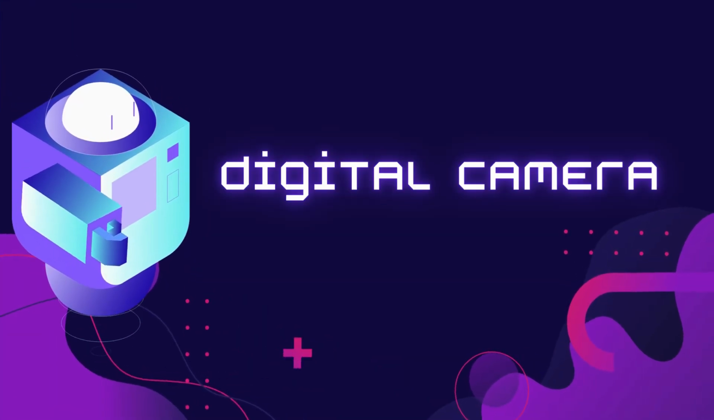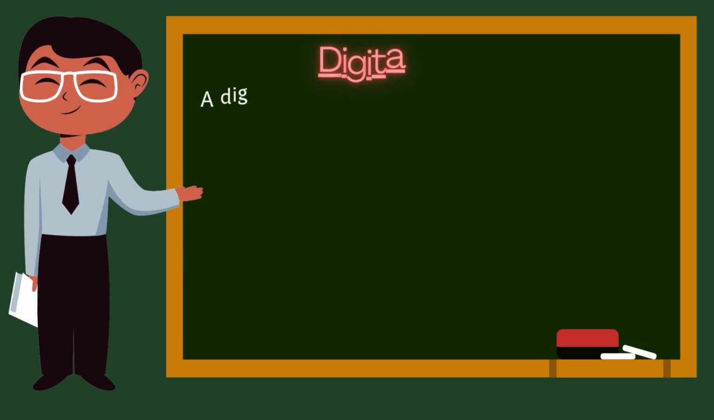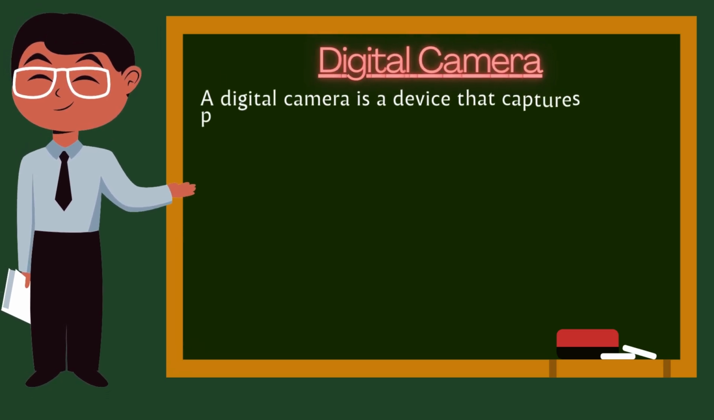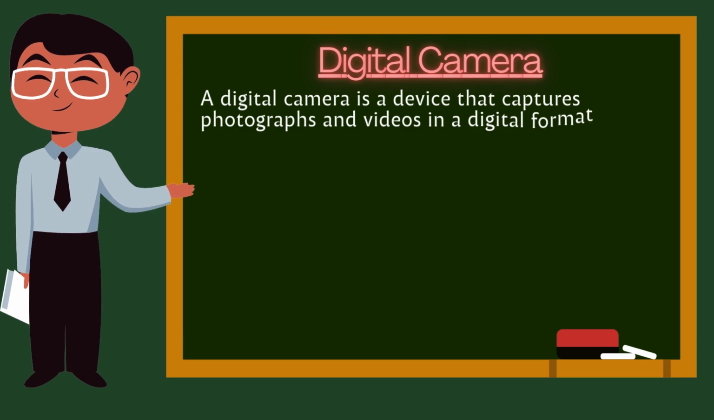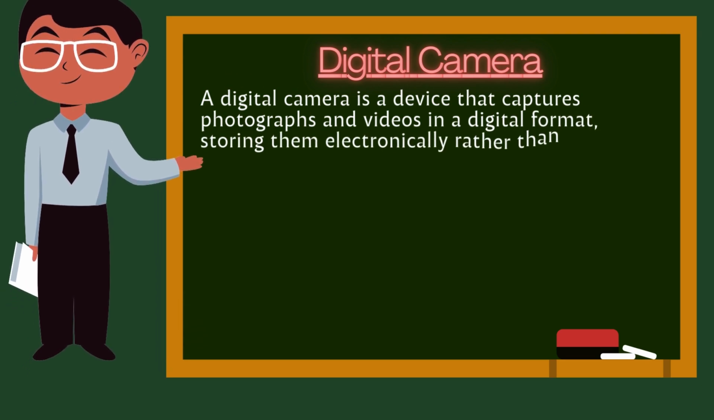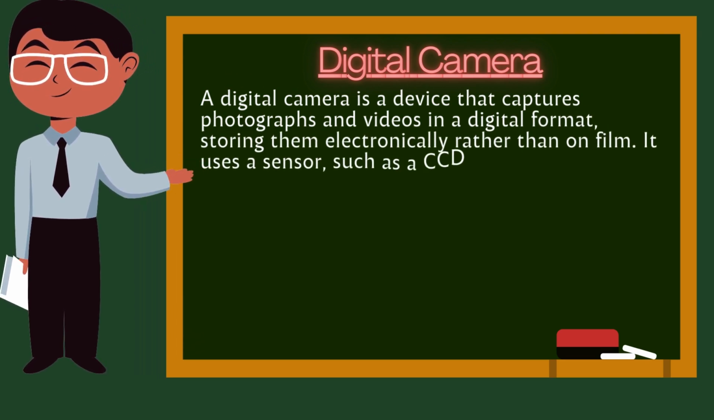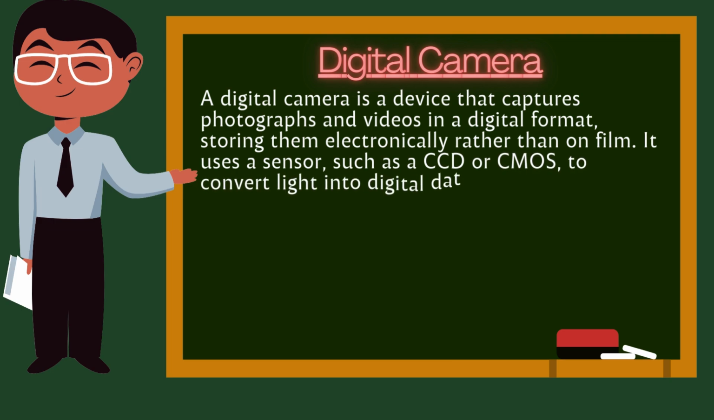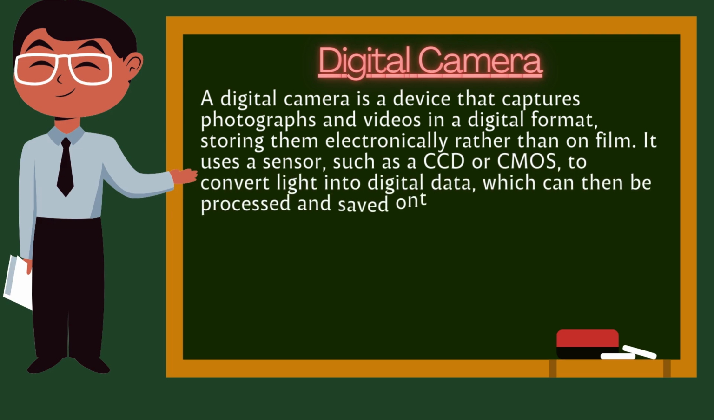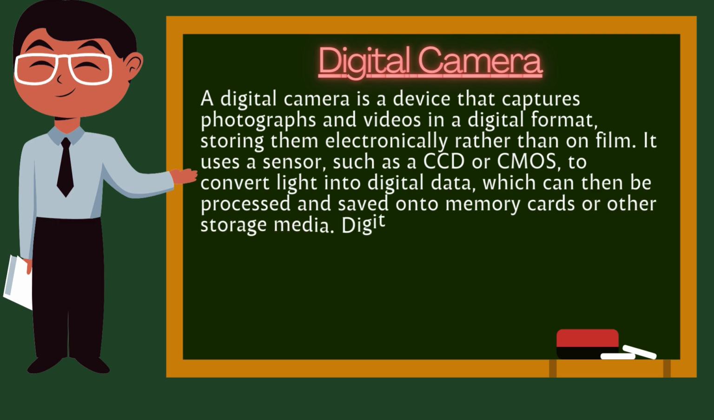Digital camera. A digital camera is a device that captures photographs and videos in a digital format, storing them electronically rather than on film. It uses a sensor such as a CCD or CMOS to convert light into digital data, which can then be processed and saved onto memory cards or other storage media.